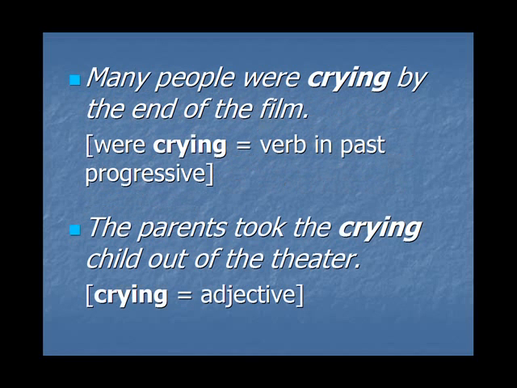Consider these two examples. Many people were crying by the end of the film. Here, crying is a present participle, and it's part of the verb. Were crying is a verb in the past progressive. Second example. The parents took the crying child out of the theater. Here, the same present participle is now an adjective. It's modifying a noun. Crying describes the child.